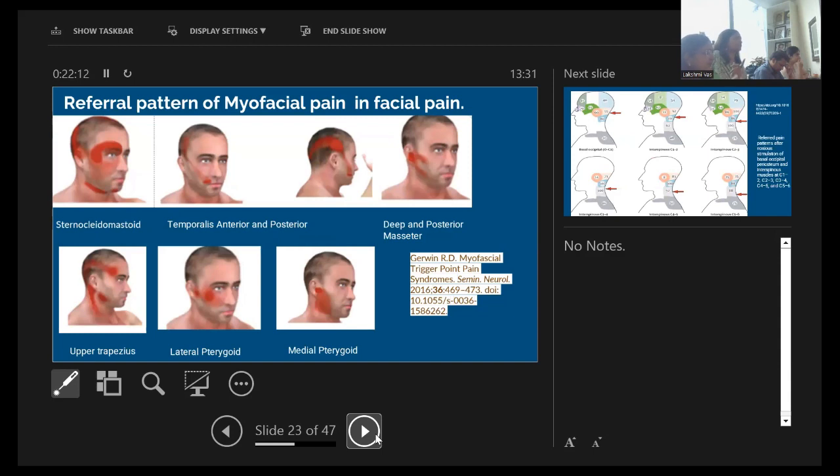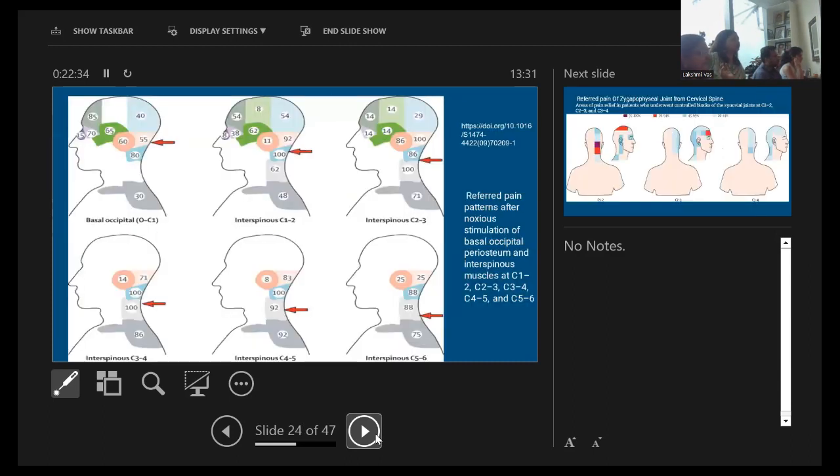So this is by Jovin. They have shown that patients can get a referral pattern of pain from the myofascial structures: sternocleidomastoid and upper trapezius, temporalis anterior and posterior, deep posterior masseter, the lateral pterygoids and the medial pterygoids. So you can see the overlap of the referral pattern of the pain.